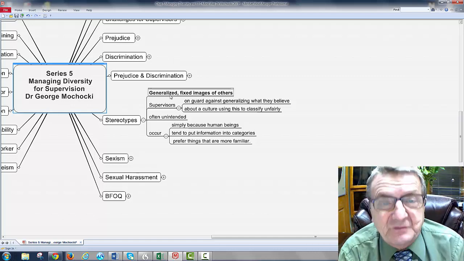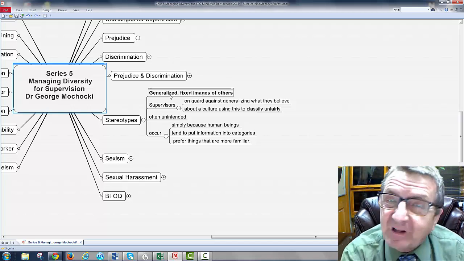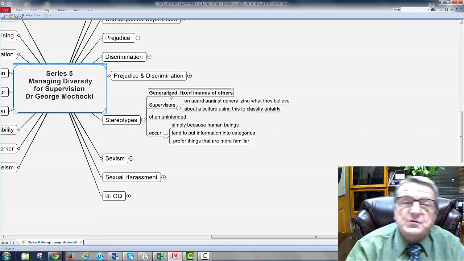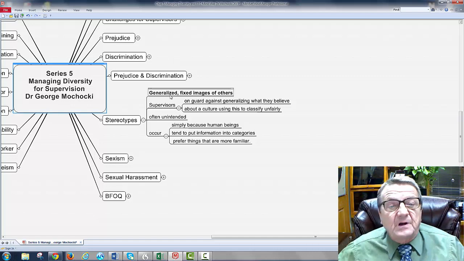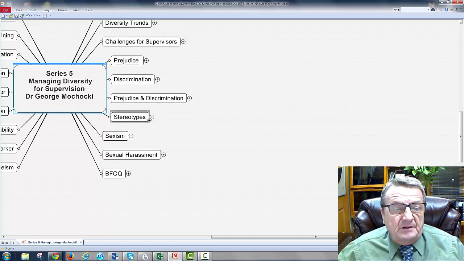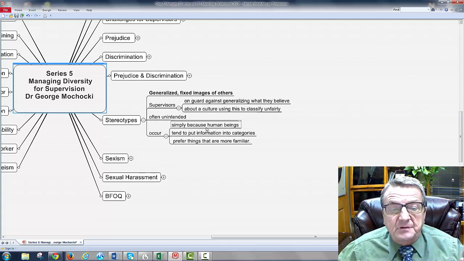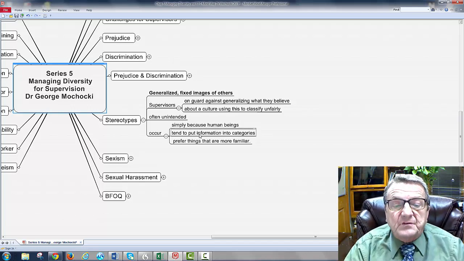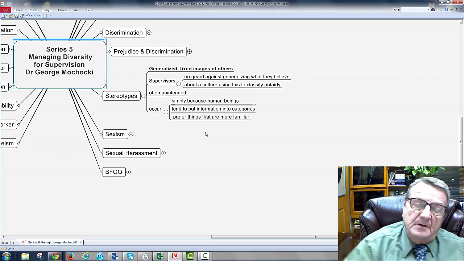Come on, there are more Chinese than there are Americans. I have a higher percentage. I'll see more people that have higher skills in mathematics because they come over here for training. It's just what we are exposed to. But if you go to China, you'll find out that it may not be the same case. It's just our stereotype. Okay, now let's say it's often unintended, occurs simply because human beings tend to put information into categories, prefer things that are more familiar, and you learn that from psychology. It's easier. We like to categorize everything.